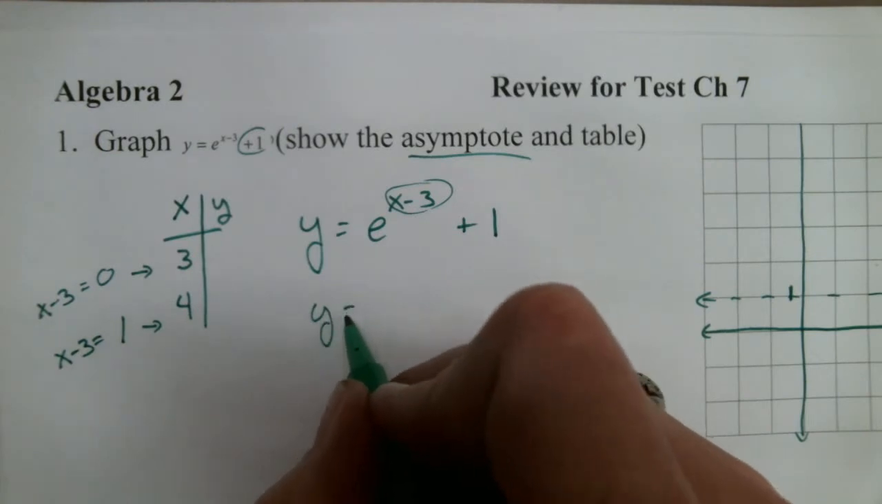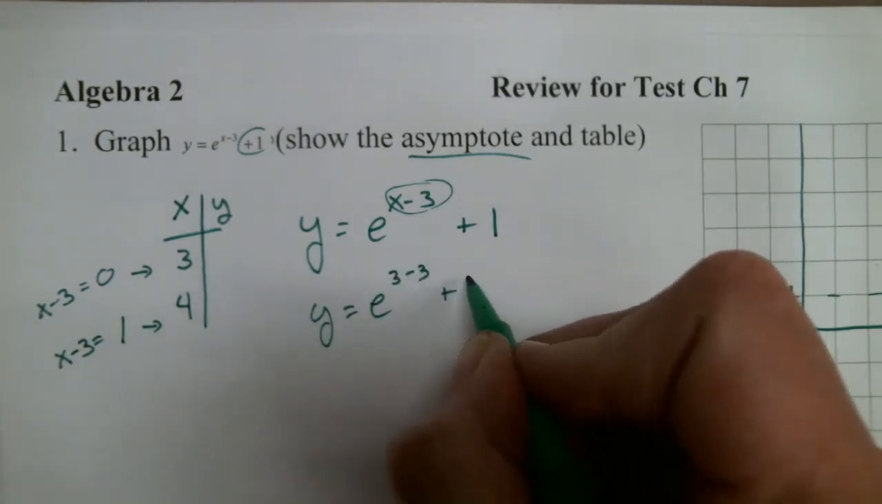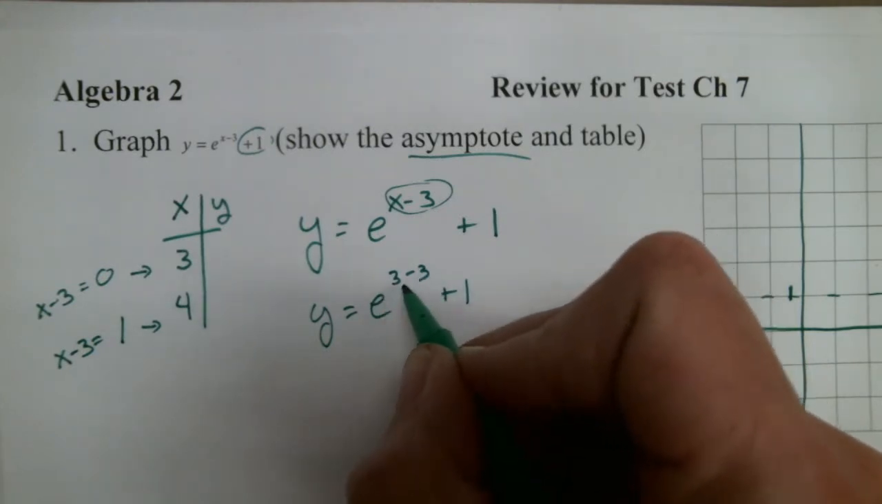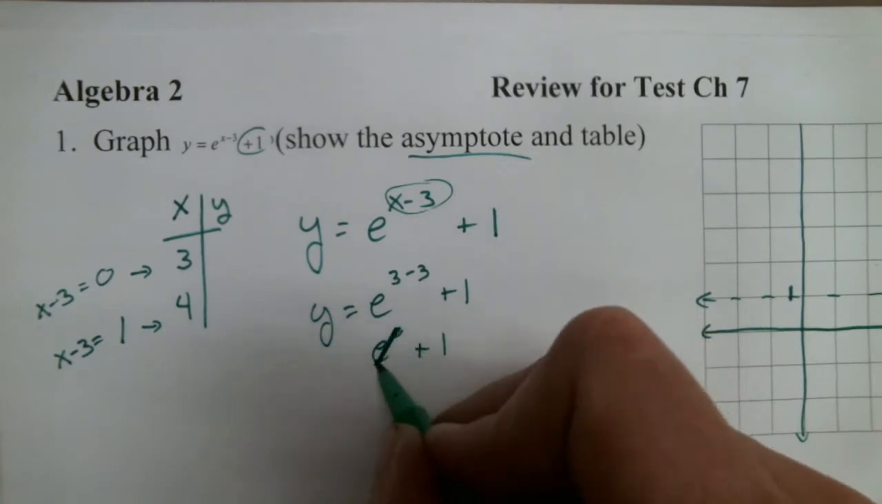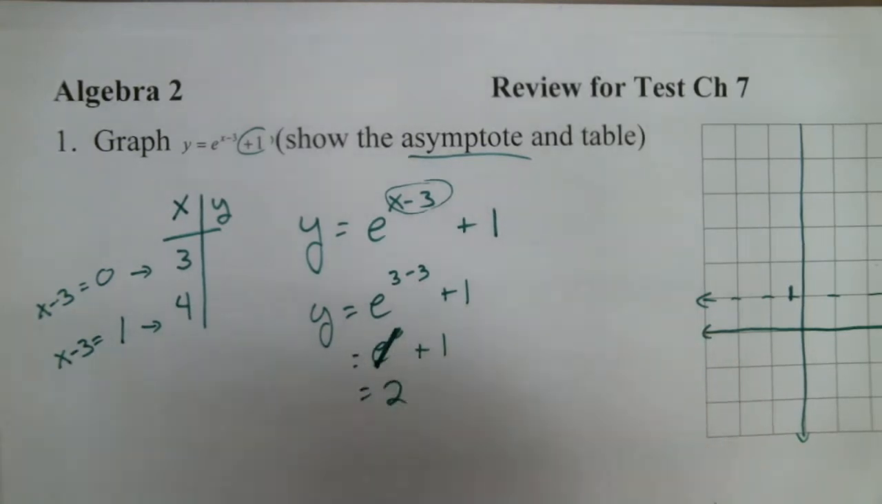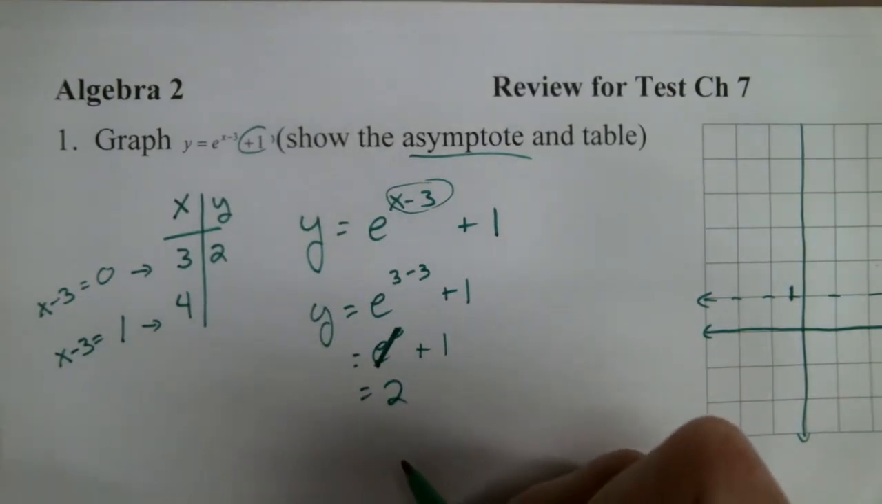So when y equals e to the 3 minus 3 plus 1, 3 minus 3 is 0, e to the 0 plus 1. e to the 0, anything to the 0 power is equal to 1. So 1 plus 1, that's going to equal 2. So our first point is 3, 2.